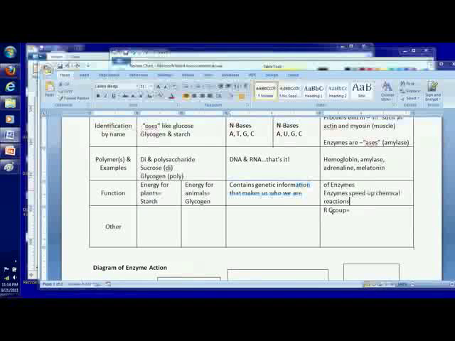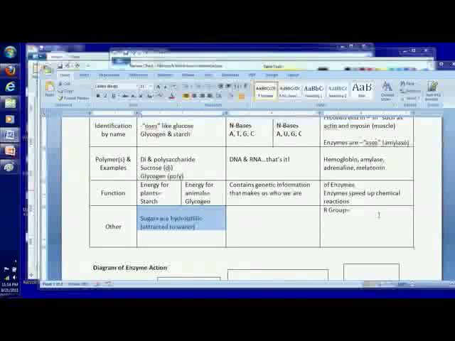And enzymes, we're not going to talk about proteins specifically, but enzymes, we will talk specifically about. Enzymes speed up chemical reactions. Proteins in general do thousands of things, so let's just focus on enzymes. Hint, hint, nudge, nudge for the test.